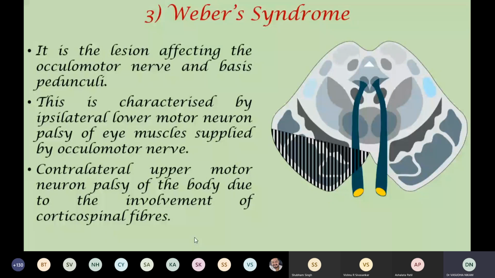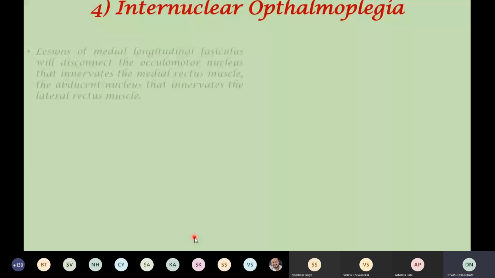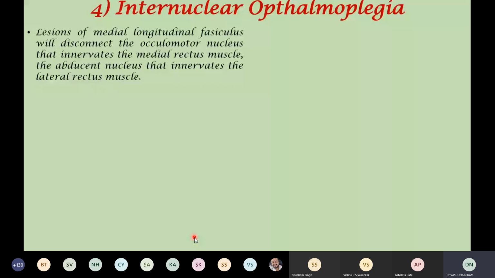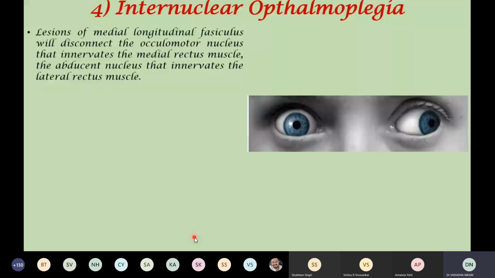Then one more condition you should know, internuclear ophthalmoplegia. We have seen the central connections of the oculomotor nucleus, isn't it? It is connected via the medial longitudinal fasciculus with the abducent nucleus. If there is a lesion to the medial longitudinal fasciculus, that is going to disconnect the oculomotor nucleus, which supplies the medial rectus, and the abducent nucleus, which supplies the lateral rectus.